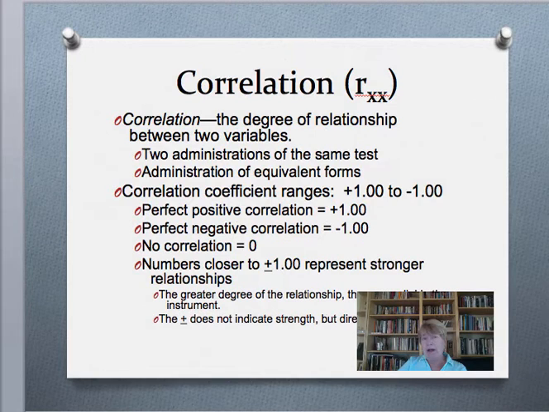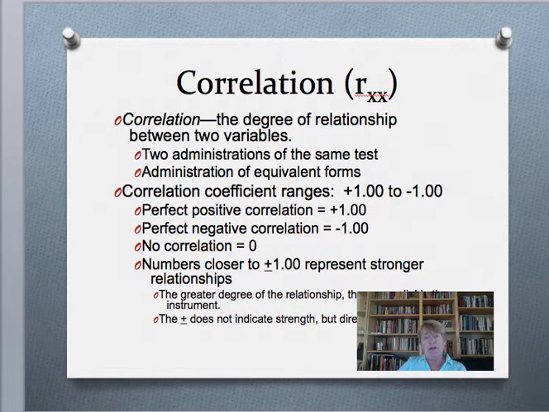A perfect positive correlation would be a plus 1.00. And that suggests that two things are going together absolutely perfectly. So if we were thinking of two administrations of the same test, the closer we would get to positive 1.00, the better, the more reliable a test would be.